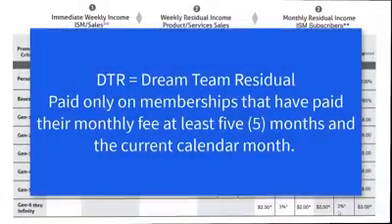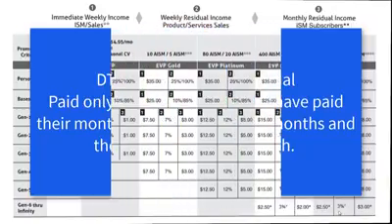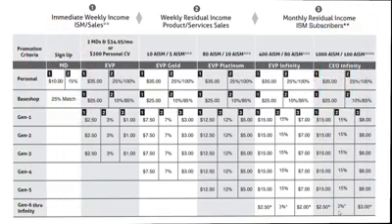DTR is known as Dream Team Residuals and are only paid on the memberships that have paid their monthly fee at least 5 months and the current calendar month. This chart does not show the payout on the second Infinity in the same leg. Please refer to document 701, Compensation Plan Overview, and refer to the second page.